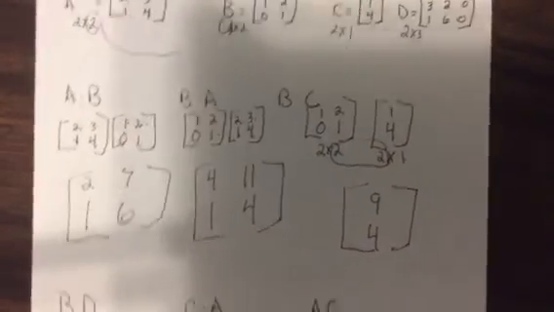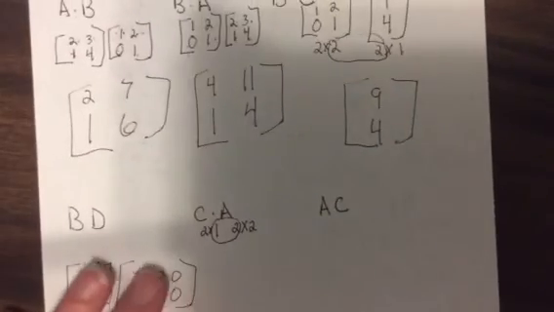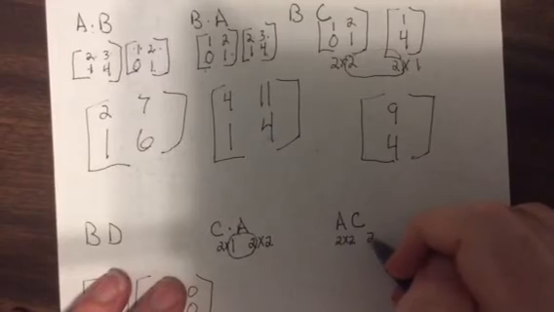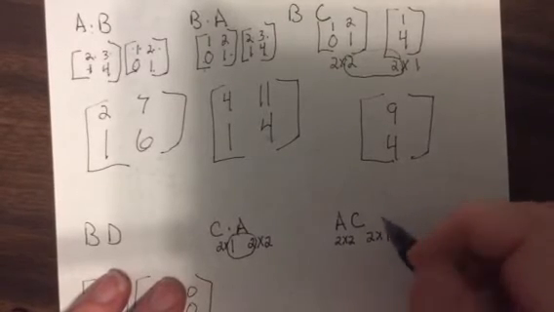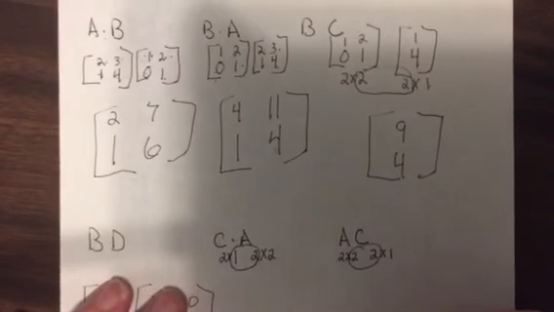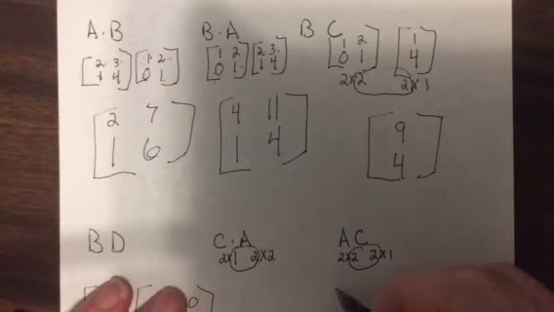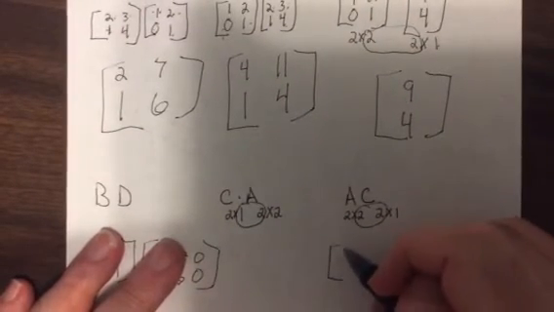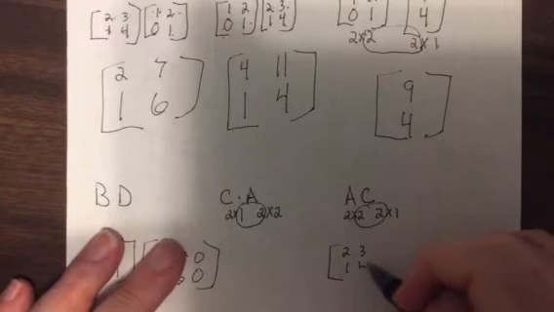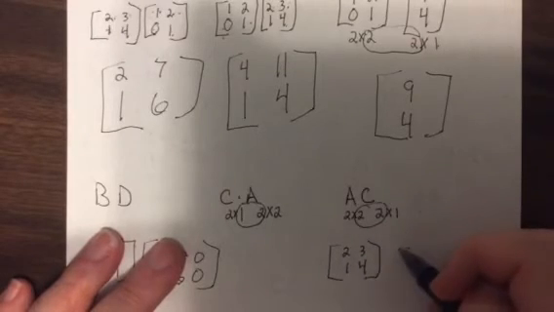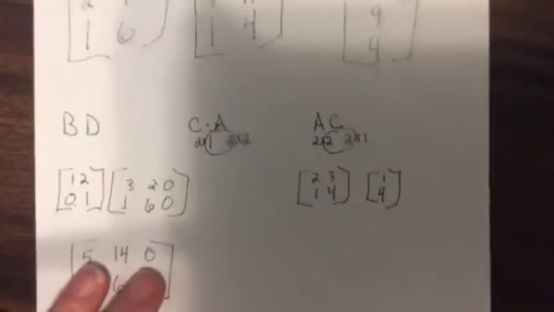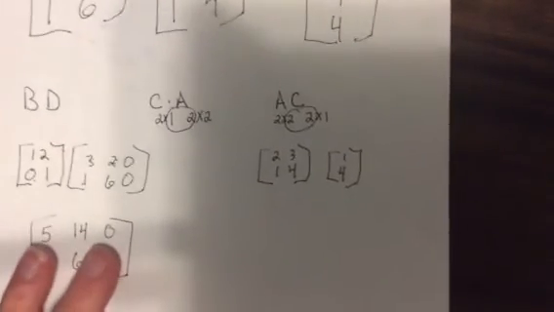So very last one, A to C. Can I do that? Well, this is 2 by 2. This is a 2 by 1. Yes, you can. So go ahead and do that. I'll write down A for you if you can't see it or didn't write it down. Here's C. So go ahead and multiply those two together and then turn me back on.